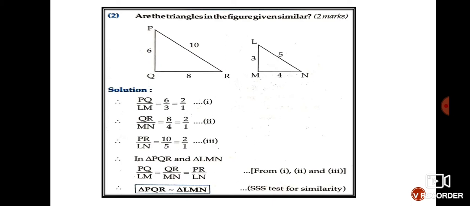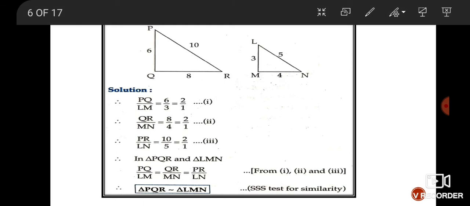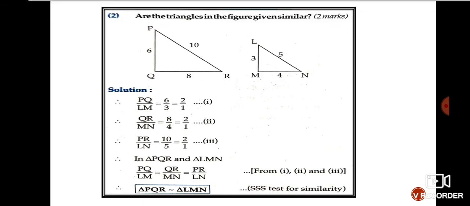The second sum: are the triangles in the figure given similar? Now look at the figure. Again there are no angles marked over here as congruent. Only the sides of the triangles are given. Now let us have a look at their corresponding sides.